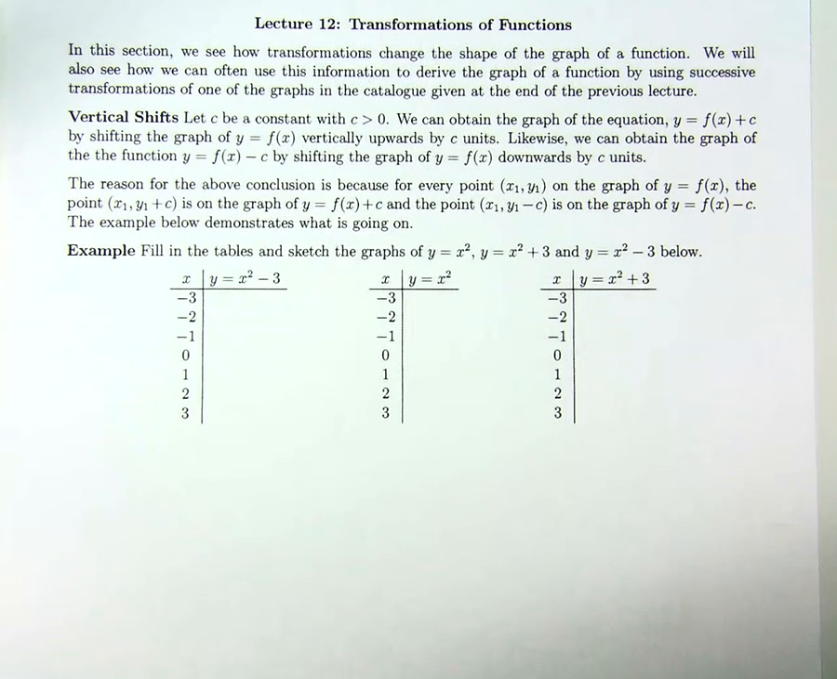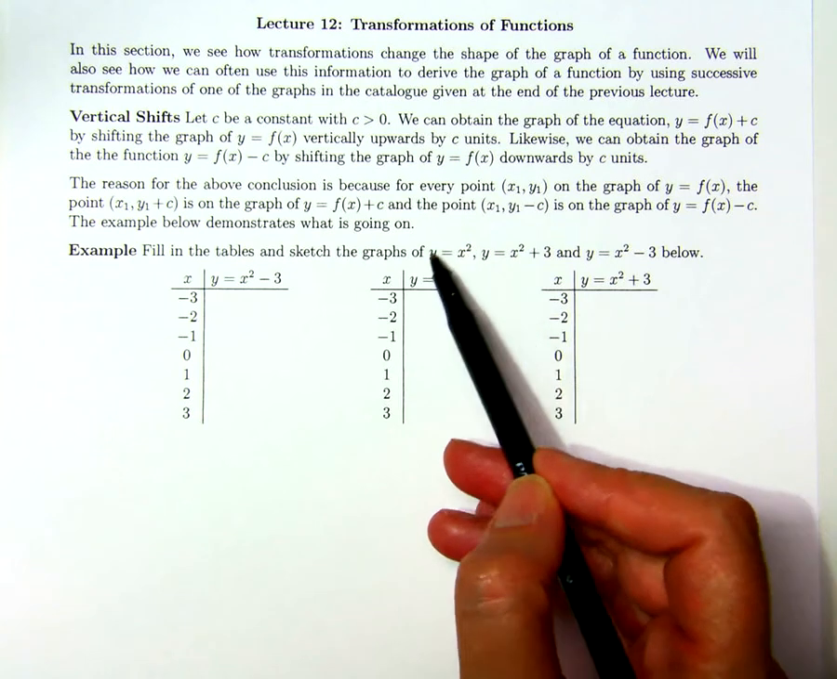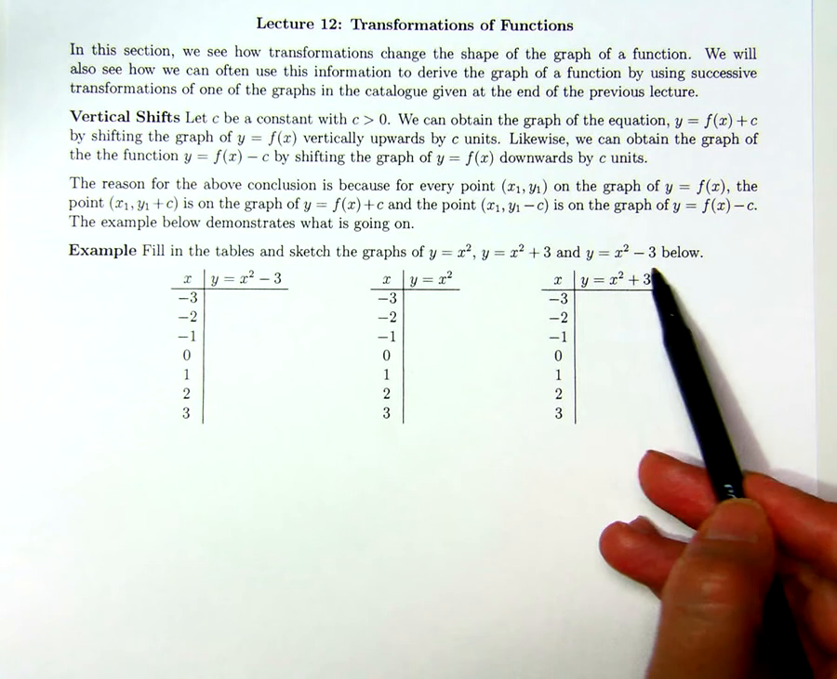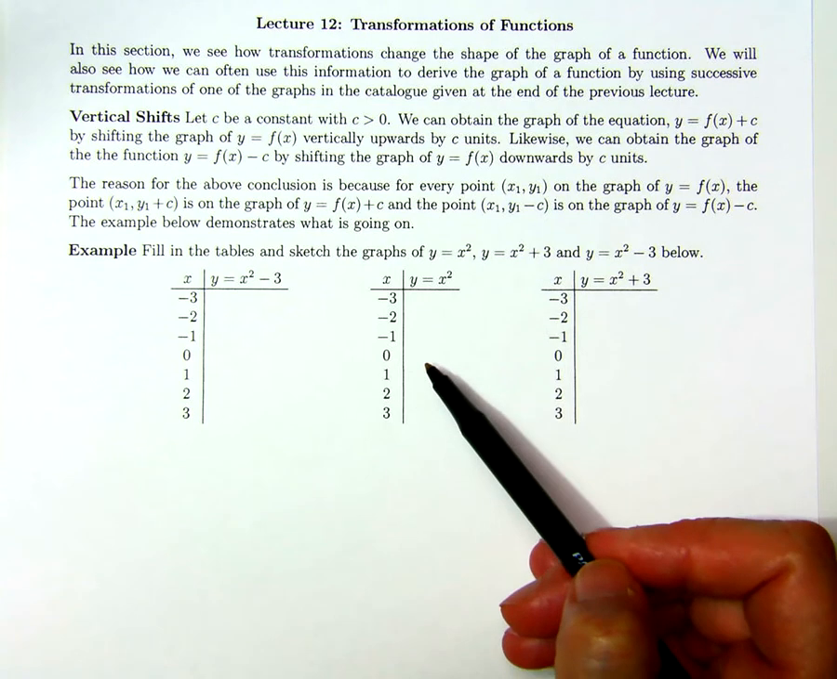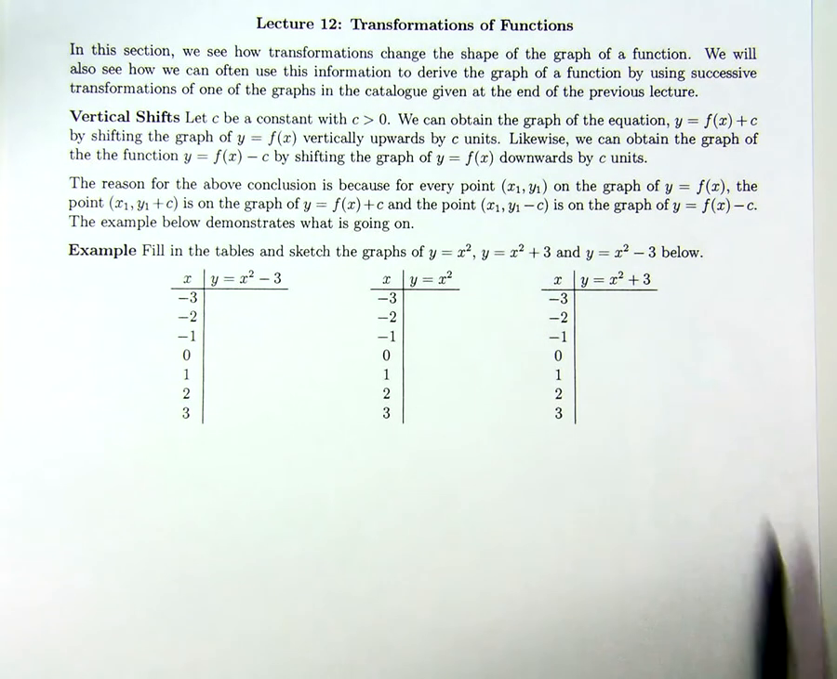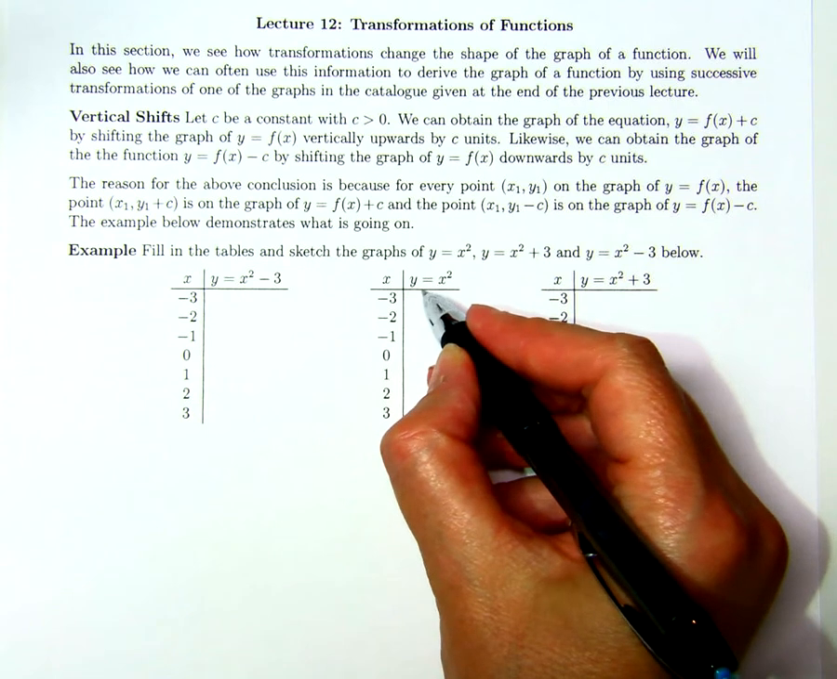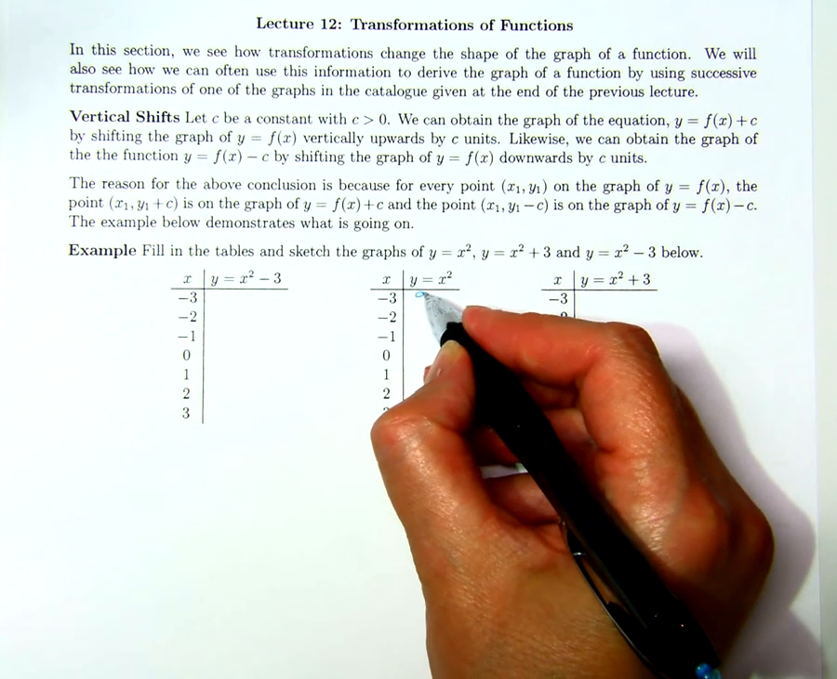Let's look in particular at the graph of y equals x squared, and how that's changed by adding 3 to the x squared and subtracting 3 from the x squared. And we can use our join the dots method from before. I'm going to use different color pens here so that you can distinguish between the graphs. So when y equals x squared, when x is minus 3, y is 9.